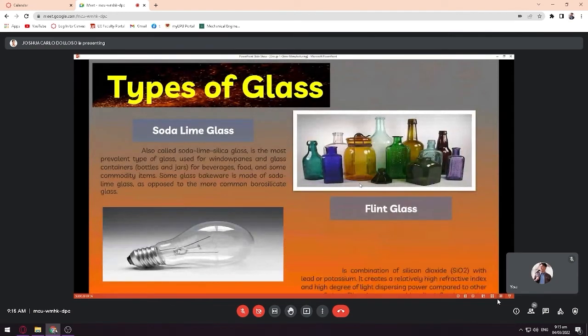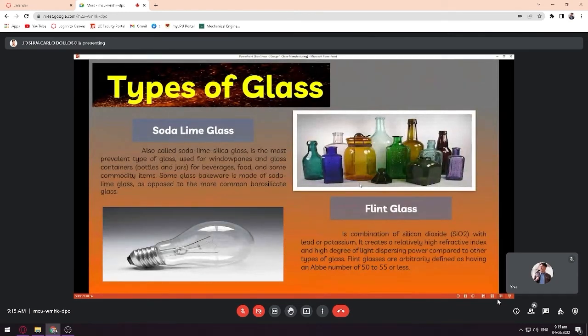So the first is soda lime glass, also called soda lime silica glass. It's the most prevalent type of glass used for window panes and glass containers, bottles and jars for beverages, food, and some commodity items. Some glass bakeware is made of soda lime glass as opposed to the more common borosilicate glass. So soda lime glass is the most common type of glass, which accounts for 90% of manufactured glass.